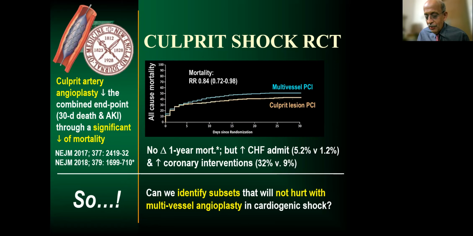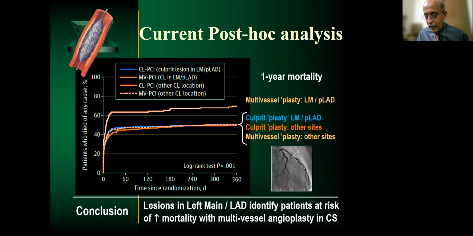But to cardiologists, there was another kind of problem. Despite the fact that survival benefits were demonstrated, the patients who got the culprit vessel lesion angioplasty alone also had a greater tendency to be admitted to the hospital with congestive failure and had a greater need for subsequent coronary interventions, to the point where the cardiologist will say, why can't we identify at least a subset that will not be hurt when they have cardiogenic shock? And that is the purpose of this retrospective post-hoc analysis of the CULPRIT-SHOCK trial.